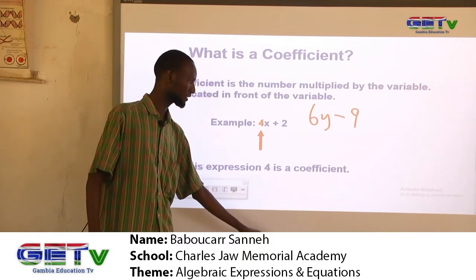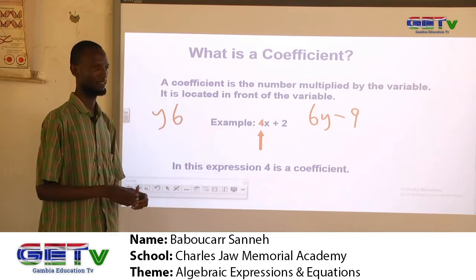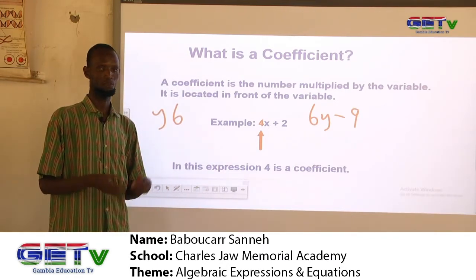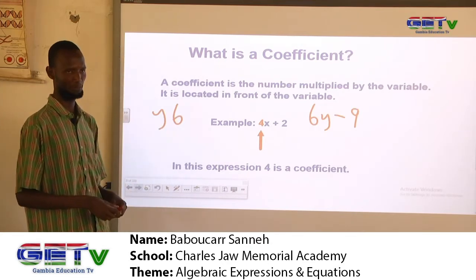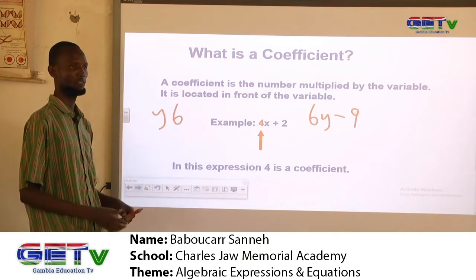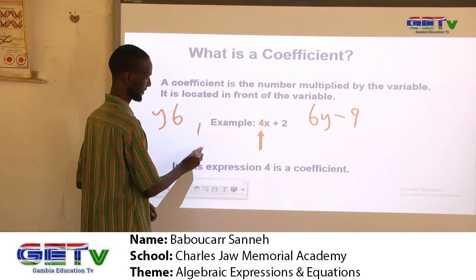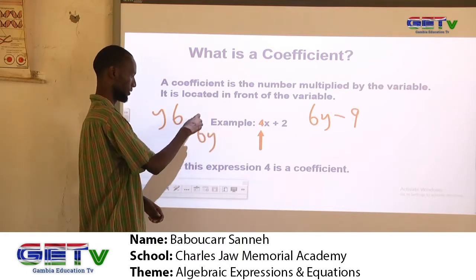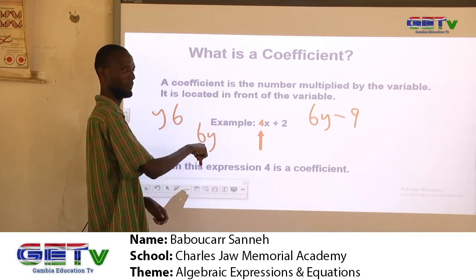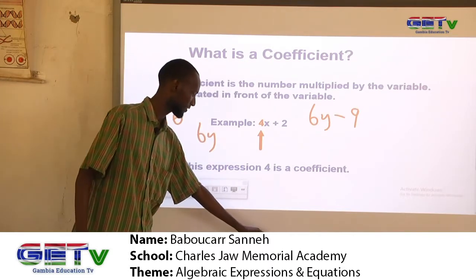In maths, we don't tend to write y6. Although I know you may say, okay, y6 is y times 6, the coefficient should always be in front of the variable. So instead of writing y6, you have to write 6y. So we know the number in front of the variable y here is our coefficient.